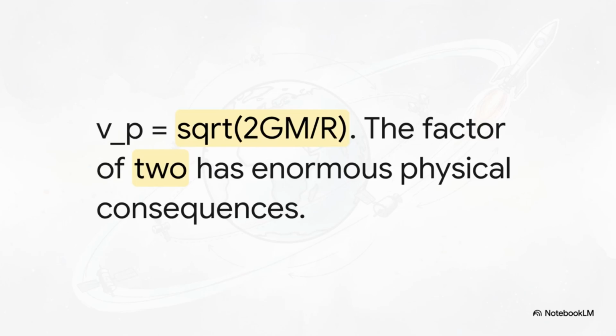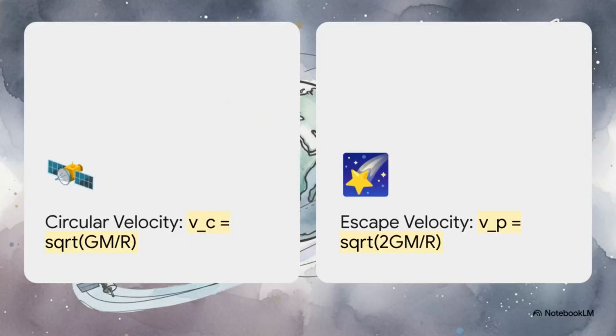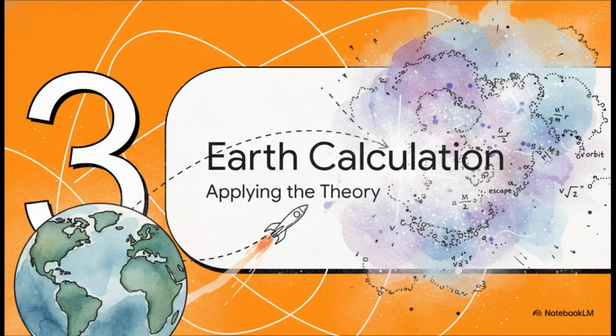Now, the formula for escape velocity is nearly identical. However, note the critical inclusion of a factor of 2 inside the square root. This seemingly small difference has profound implications. Placing them side by side directly reveals the mathematical relationship between the two. Escape velocity is always greater than circular velocity by a factor of the square root of 2, which is approximately 1.41.